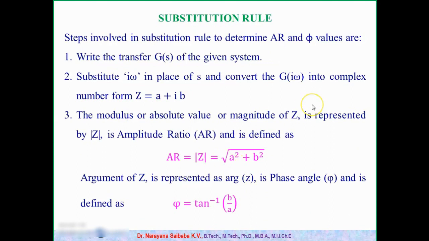In the substitution method, we have three steps. First, we write the transfer function of the given system. Next, we replace the s term in the transfer function with i omega, and write that in the complex number form Z equals A plus iB. Once we have the complex number form, the amplitude ratio is the modulus of the complex number, that is square root of A squared plus B squared. And the phase angle is the argument of the complex number, that is tan inverse of B by A. By using these two formulas, we can calculate AR and phi for the required system.